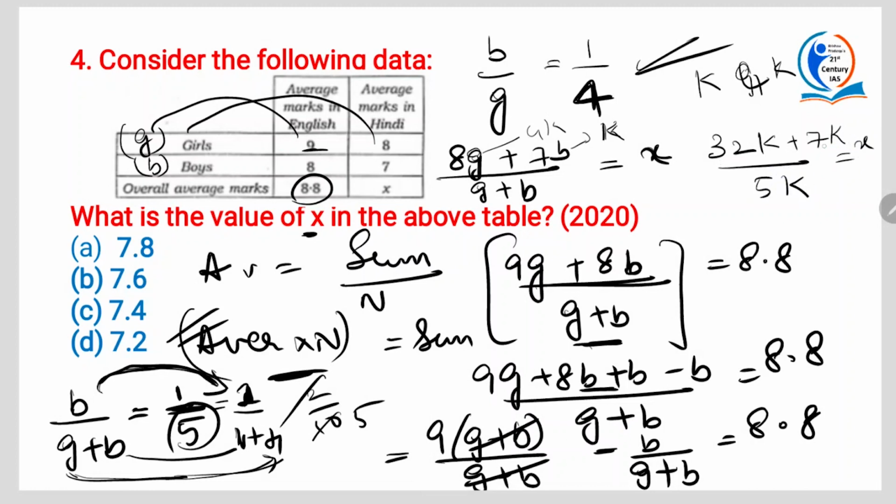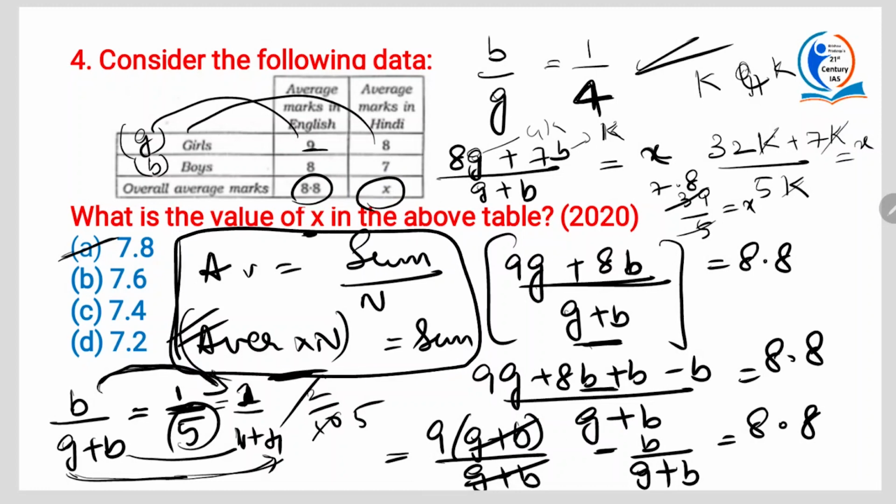Now 32 plus 7 is how much? It is 39. So all the K's will get cancelled. So 39 by 5 is X. Now what is 39 by 5? 5 ones are 5, 5 sevens are 35. 4 is left over, point. It will become 40, so 8 fives are 40. So 7.8 is the required answer. That is the value of X. So this concept you have to know.